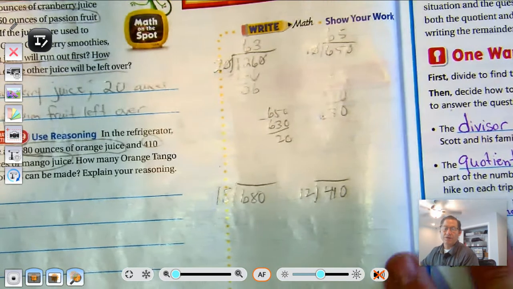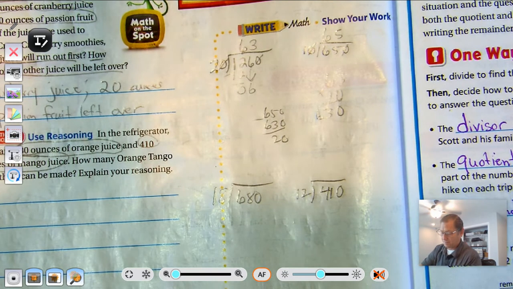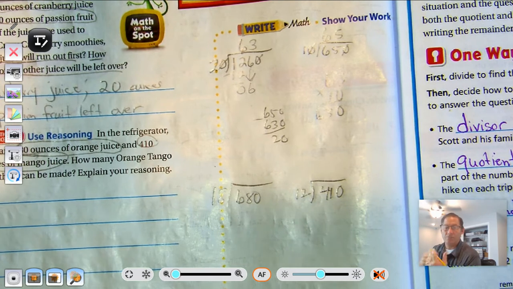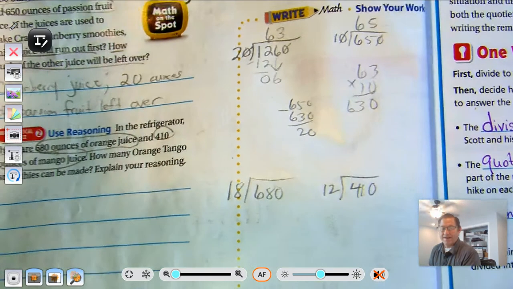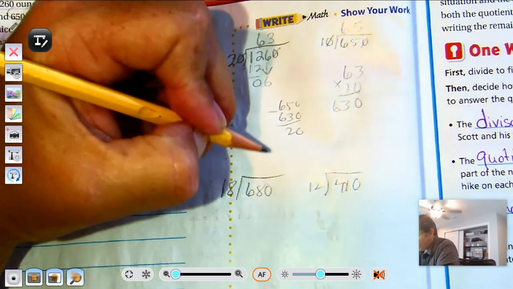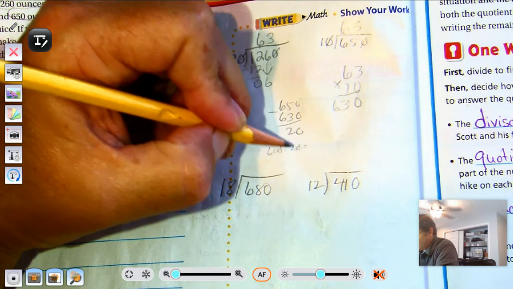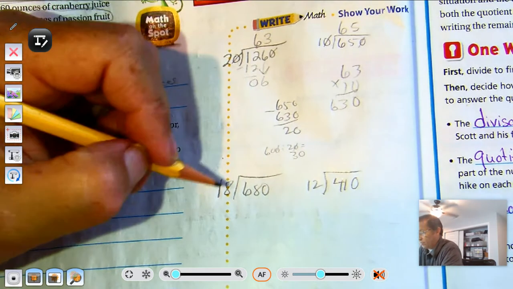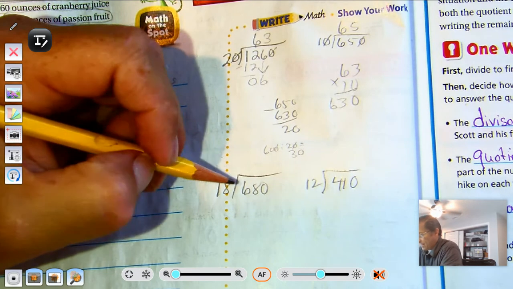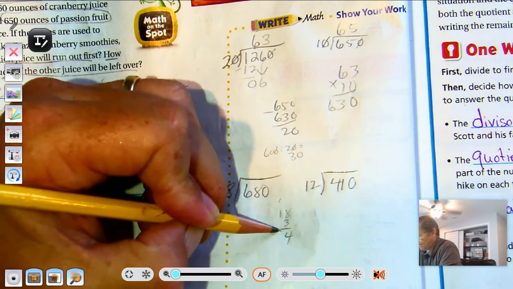Okay, remember we can only make as many drinks as the juice that's going to run out quickest. So 680 divided by 18. I'm going to use an estimate of 600 divided by 20. So I would expect my answer to be about 30 for the orange juice part of the drink. 18 times 3, 54.